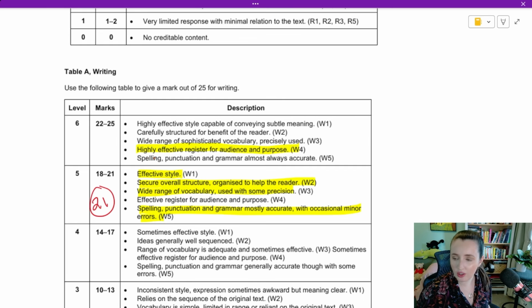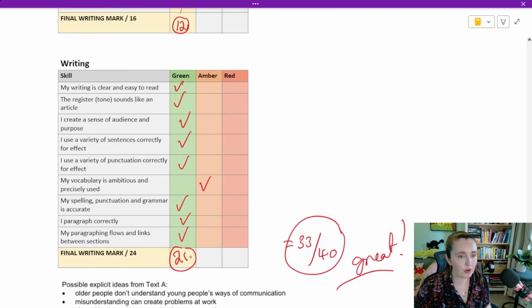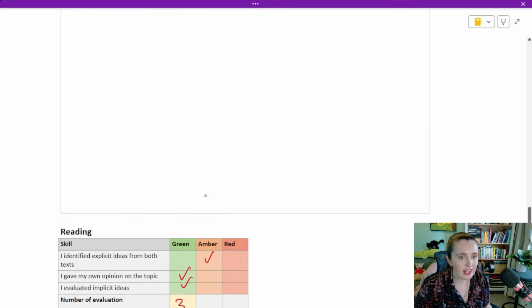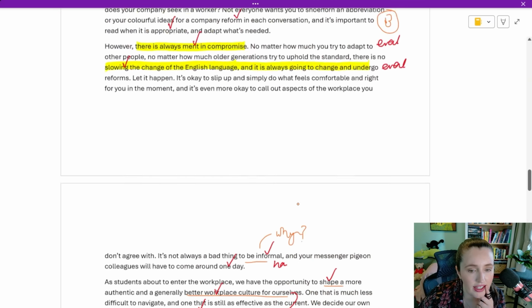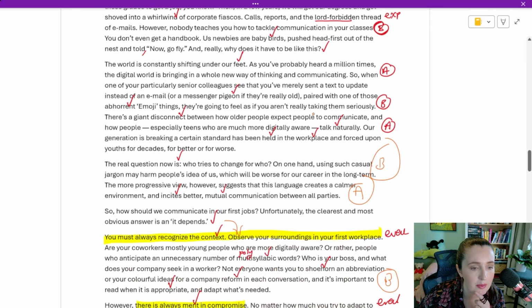I thought her register was highly effective. She sounded like a young person writing for a young person's magazine, and her vocabulary was wide, used with some precision. Grammar, almost accurate. There were some parts that felt a little bit awkward. Overall, putting her here at 21 out of 24. I thought her vocabulary could be more ambitious, and there were some parts where it just felt a little bit clunky and awkward, like Lord Forbidden Thread, for example.